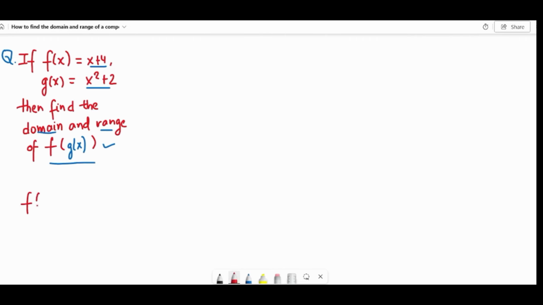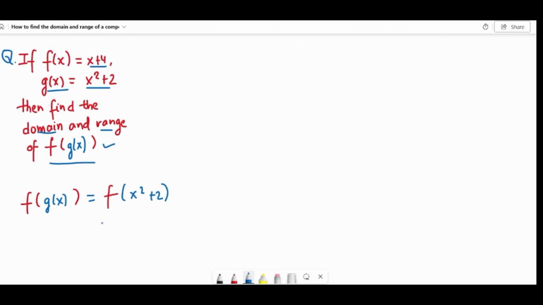So now in order to do that, first of all, we will need to put the value of the function that is inside the parenthesis in this composite function, which is g of x. And we know that the value of g of x equals x squared plus 2. So we will put that here. So then we will get it equal to f of x squared plus 2.